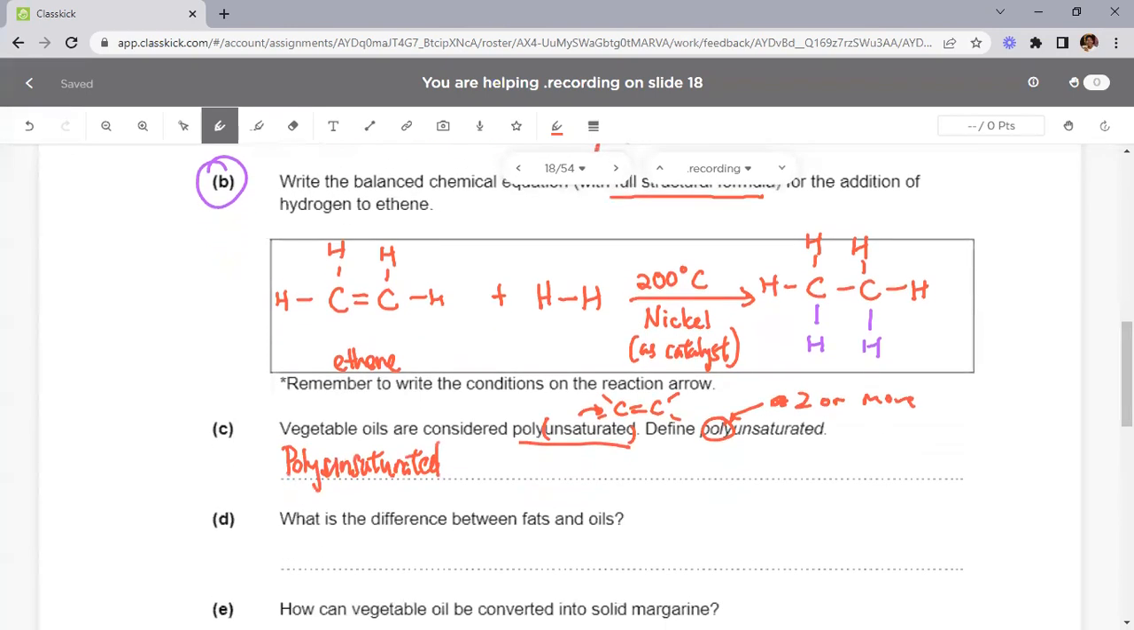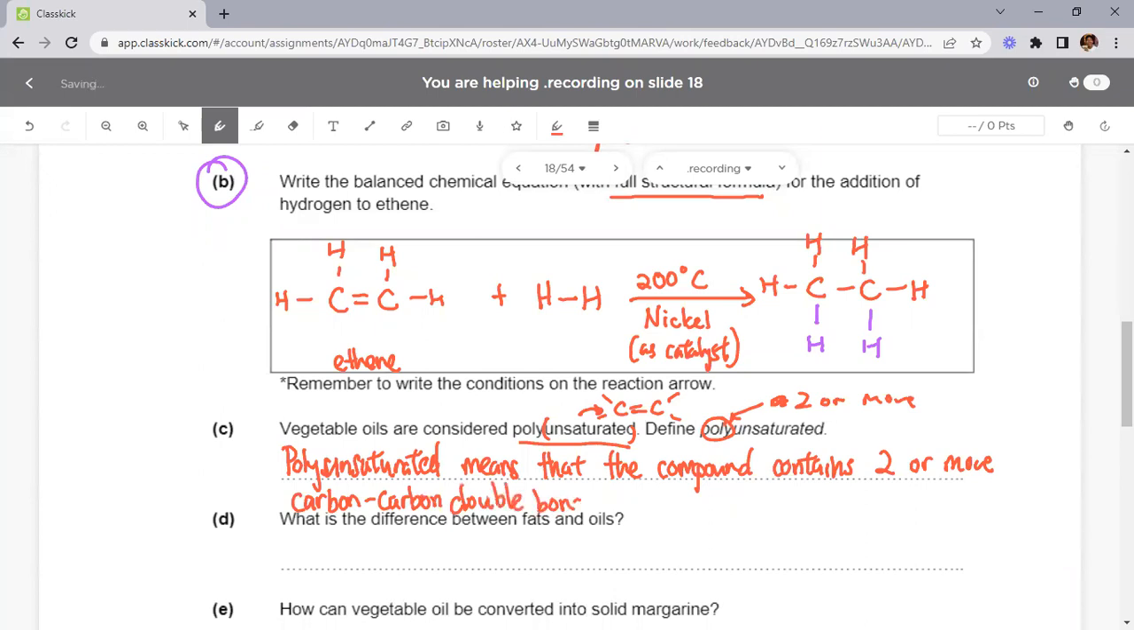Okay, polyunsaturated means that the compound contains 2 or more carbon double bonds. Okay, they contain 2 or more carbon double bonds. Okay, this is the one that we're looking at, the carbon double bond. Okay, so polyunsaturated means that they contain 2 or more because of poly. Unsaturated means that there's that carbon double bond.